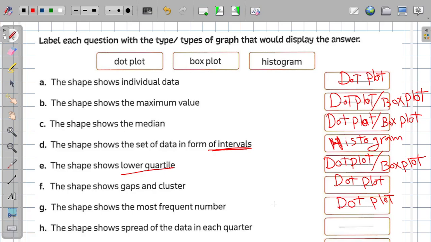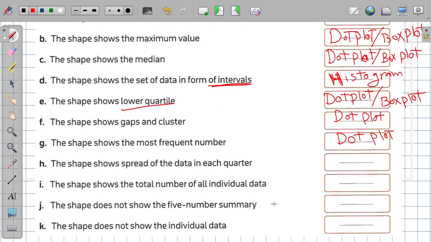Next, I wanted to know the shape that shows the total number of all individual data. Which shape? Yeah, no. We have another one before it. The shape that shows spread of data in each quarter.